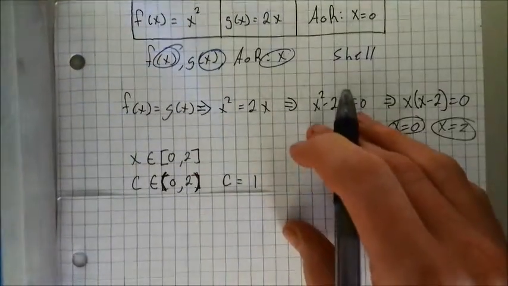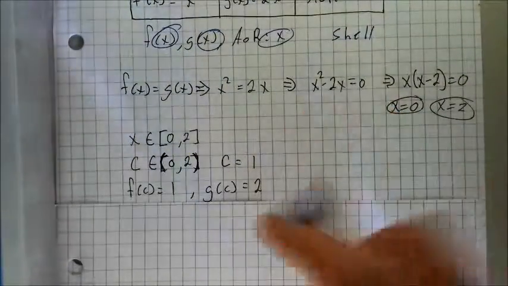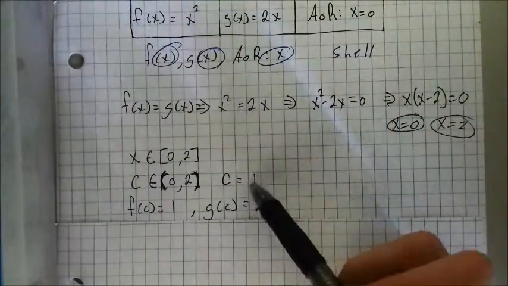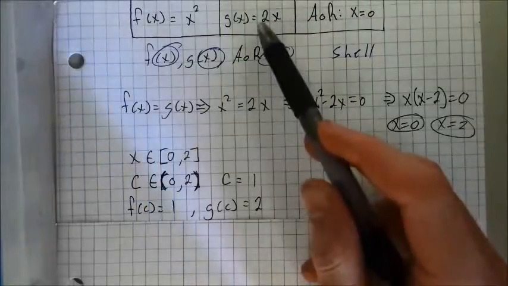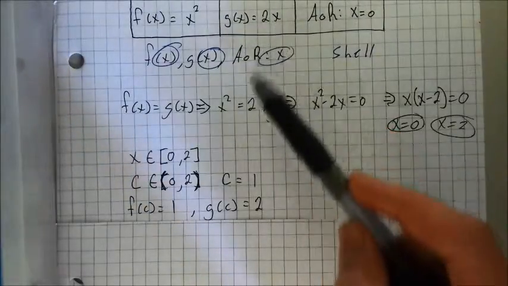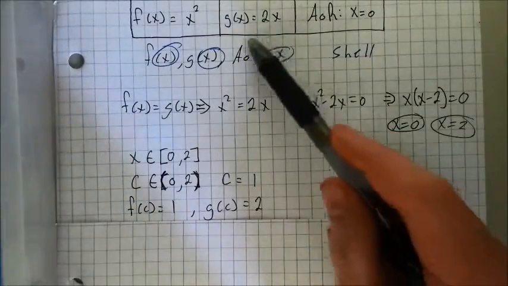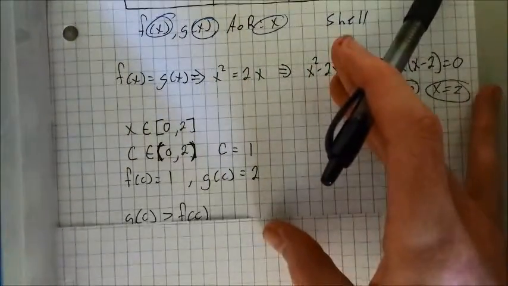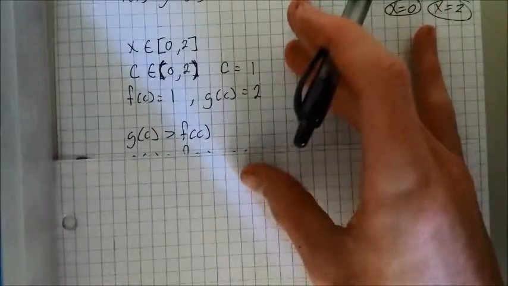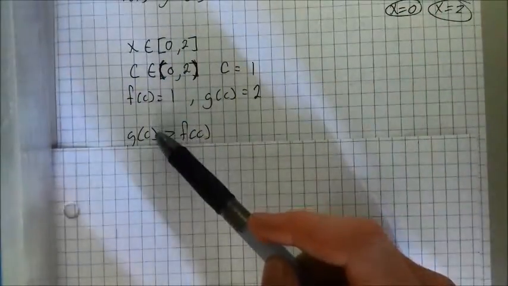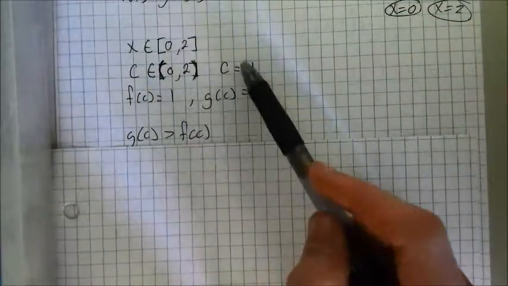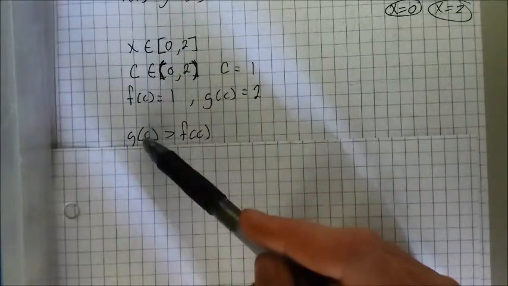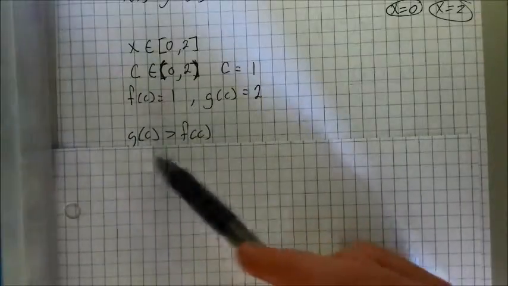So we're going to evaluate both of our functions at c. So f of c, f of x is x squared, and c is 1, so 1 squared is 1. And g of x is 2x, and when we evaluate that at c, it's just 2. And so we get g of c is greater than f of c. And what this means is that on this interval, because we chose a test point that was in this interval, all values within this interval are going to fit this inequality.